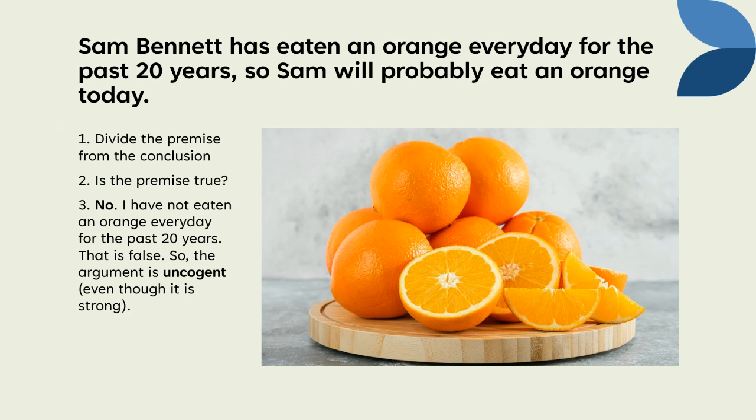But now the question is whether it's cogent, okay? So we're going to divide the premises from the conclusion. So here's the premise up here, that first part. And we're going to ask, is that premise actually true? Now, you wouldn't know this, but look, I'll just tell you, okay? It's not true. I have not eaten an orange every day for the past 20 years. So that's why this argument is uncogent. It's strong, but it's uncogent because it's not true. I have not eaten an orange every day for the past 20 years.